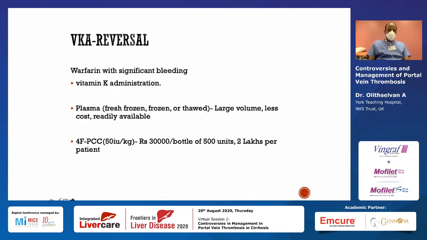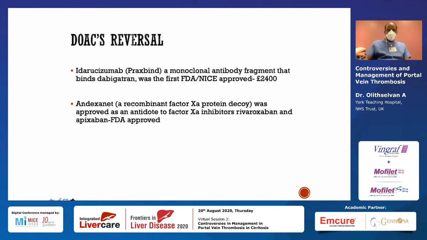the clotting concentrates, which are generally costly and not easily available, but yes, they can be got in an emergency. It's usually about 2.5 lakhs per patient. For the newer drugs, we have Praxbind, which has been there for a long time, but that's only for dabigatran. It is both FDA and NICE approved and costs about, again, 2.5 lakhs here. The other antidote is not that easily available and it's a bit more costly. I'm not sure about the cost and availability of these in India at the moment.